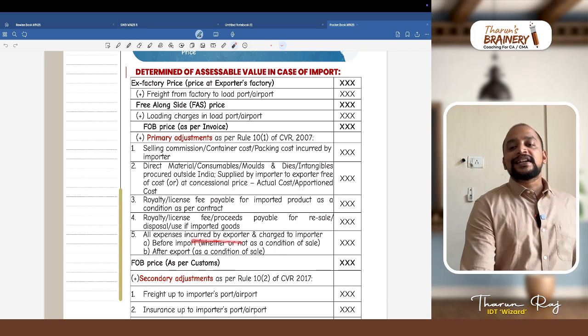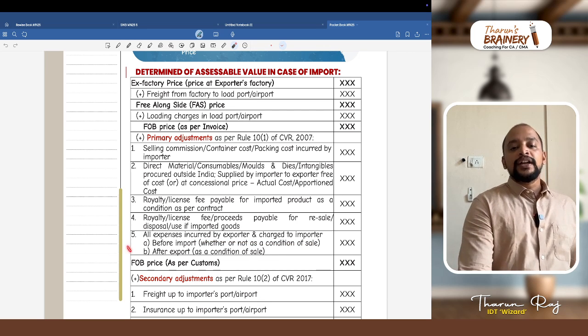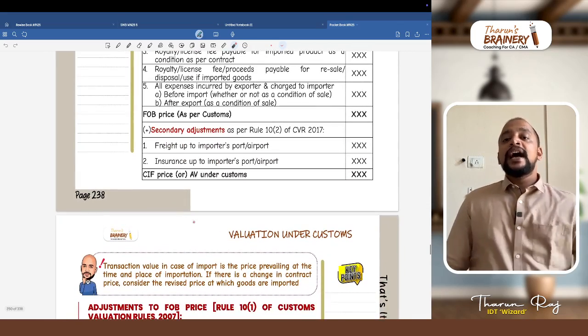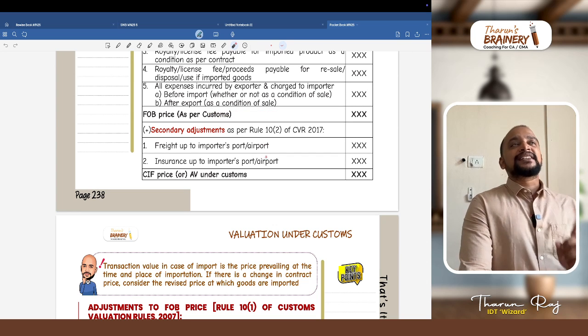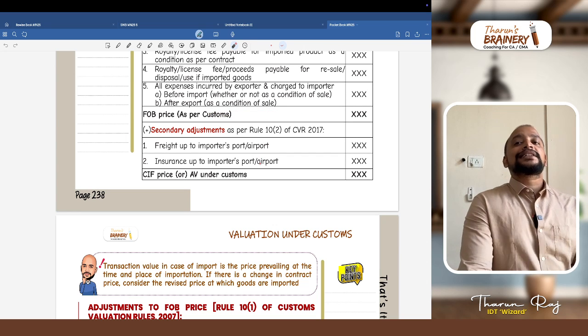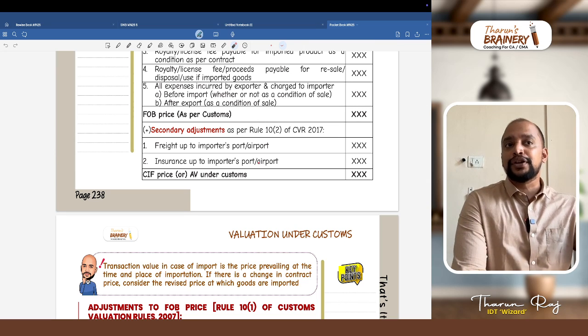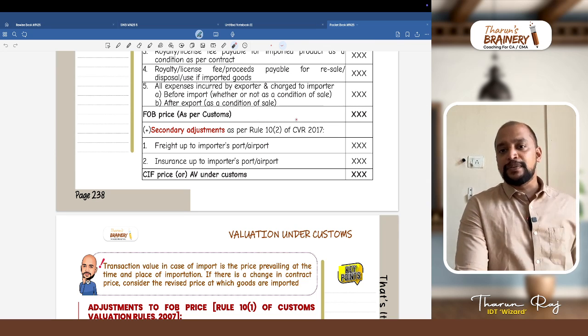And all expenses incurred by exporter and chargeable to importer, when? Before import. Before import, no need to check whether it is as per condition of sale or not. After import, we need to check as a condition of sale. So after import, for example, installation charges, even though after import, we need to pay as per condition of sale, therefore we need to include. When it is before import, no need to check anything, always it will be included.